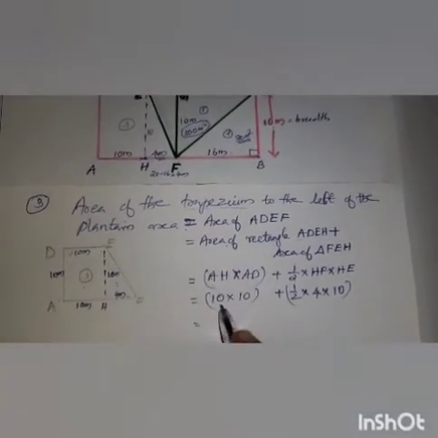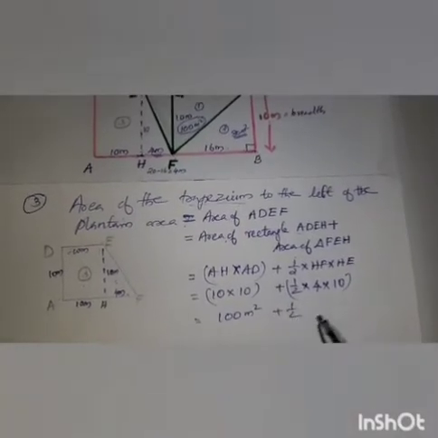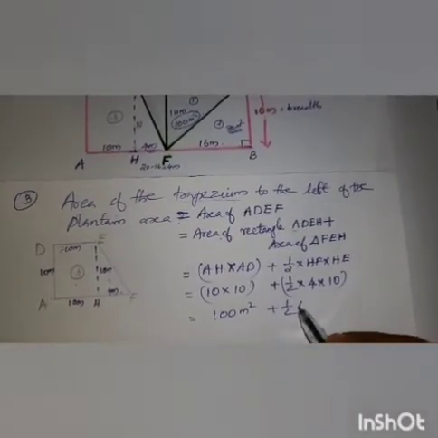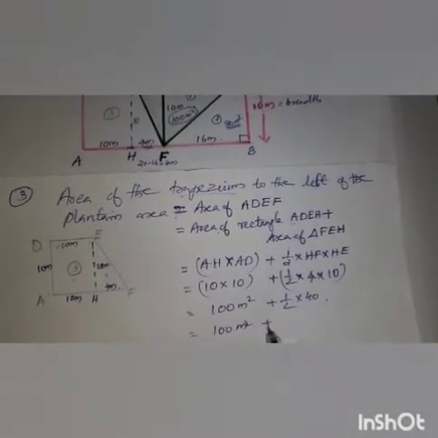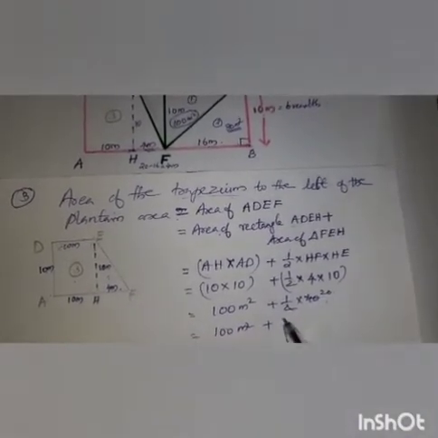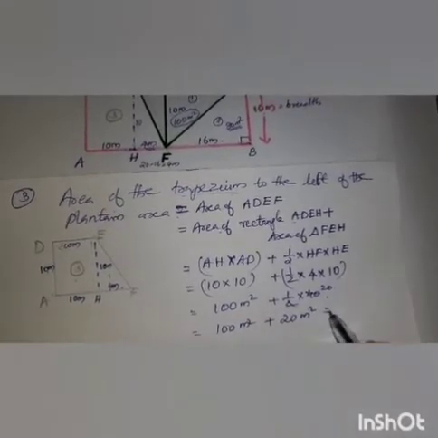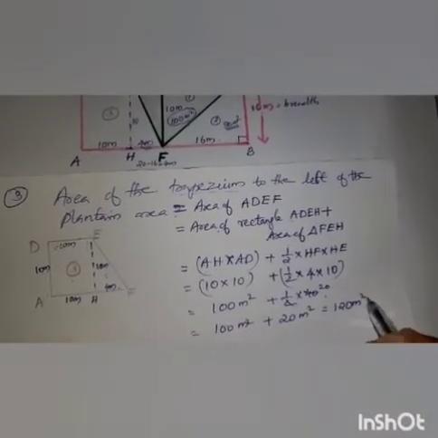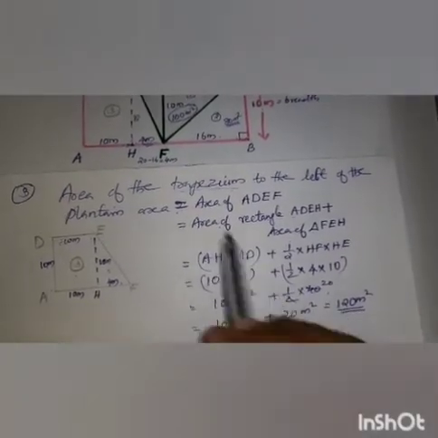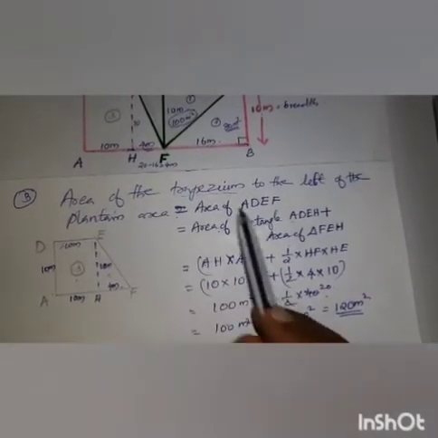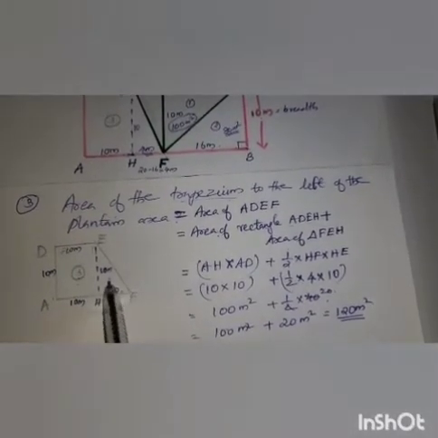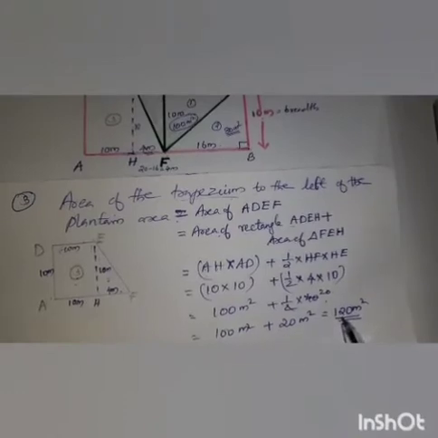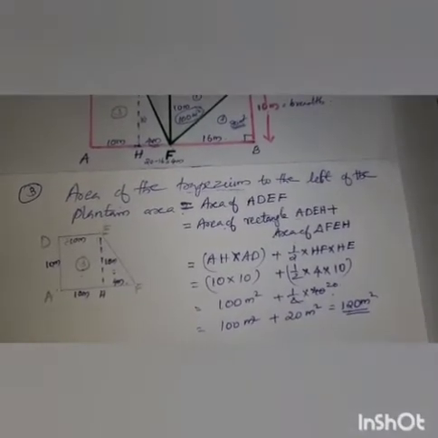Both should be added. So 10 into 10, 100 meter square, plus half into 40, so 100 meter square plus this, you can get 20 meter square. So together we are getting 120 meter square. That is the area of the trapezium. So area of trapezium we are getting by adding area of rectangle plus area of triangle. That is getting us 120 meter square.